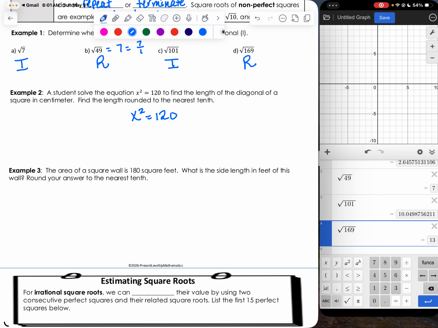They would need to do the opposite or inverse operation in order to solve it. Well, in our box above, we learned that the inverse or opposite of squaring a number is to square root the number. So the inverse of x squared is square root of x squared. And if we take the square root of one side, we must take the square root of the other side. So the square root of x squared is x. And then the square root of 120, we'll put that in our calculator. And they want us to round this to the nearest tenth. So this would be 10.95, which would round to approximately 11 centimeters.